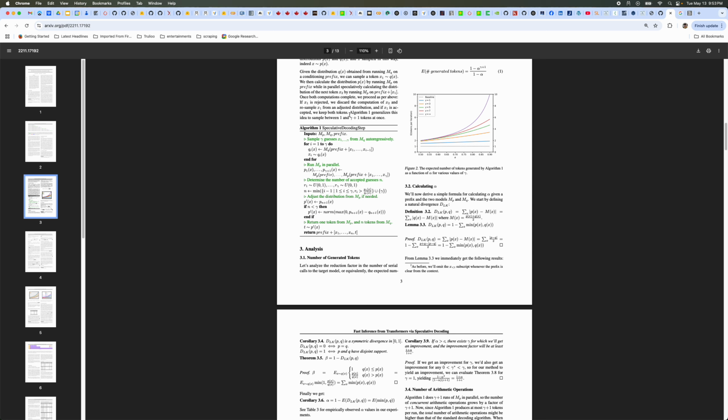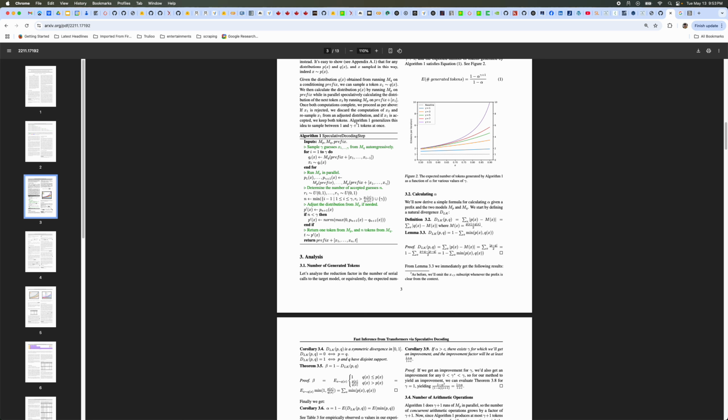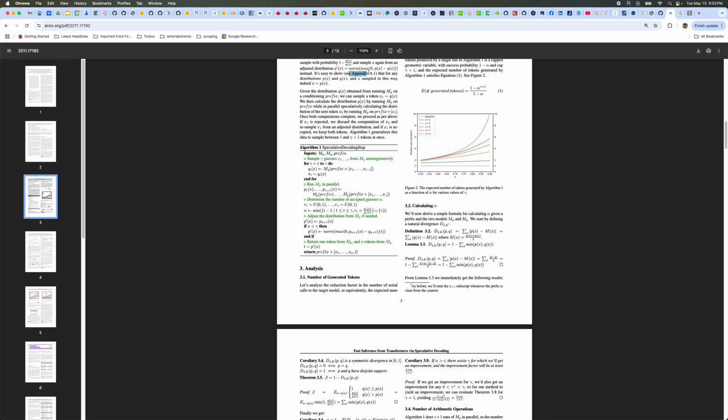In the appendix of this paper, in appendix A1, they have proven that if we follow this speculative decoding algorithm, the tokens that we sample will have the same distribution as if we were sampling them directly from the target distribution.